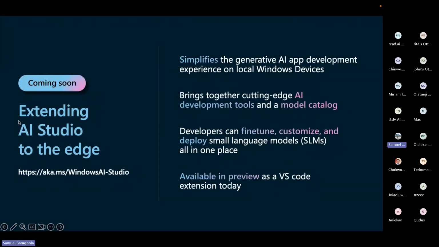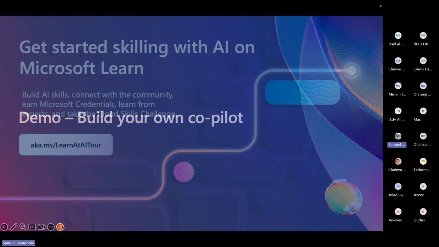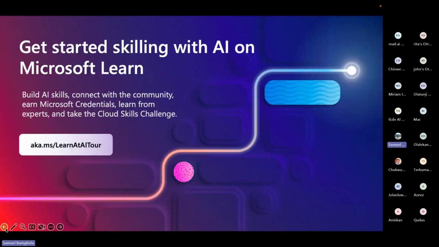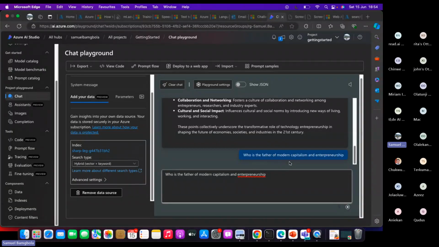So this is also coming soon, extending Azure AI Studio to Edge, right? You have all these that will be coming up, which simplifies the generative AI app development experience on local Windows devices and the rest of that. So let's use this time to just briefly go back to our demo and see if it's generated something. I think maybe the network is still really bad or something. But any questions so far?